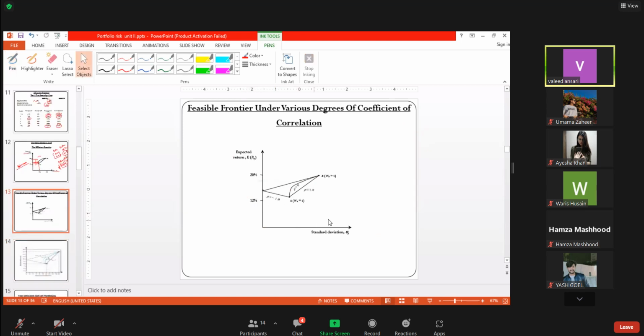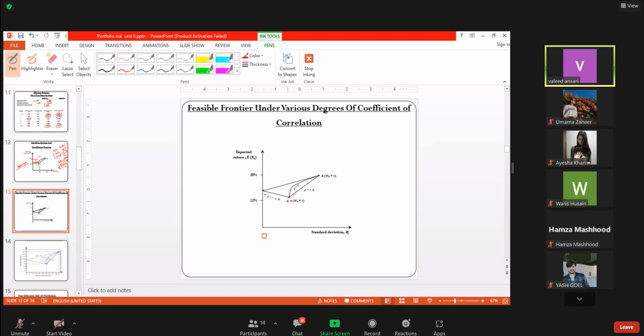For example, these are the various combinations of different degrees of correlation. I have shown you in Excel also that when we had securities which were perfectly negatively correlated, then the risk had become zero. In this one, there's a chance. And if they are perfectly positively correlated, moving together, there is no chance of reduction. If it is zero, then it may bend. It may reduce the risk, it may not.